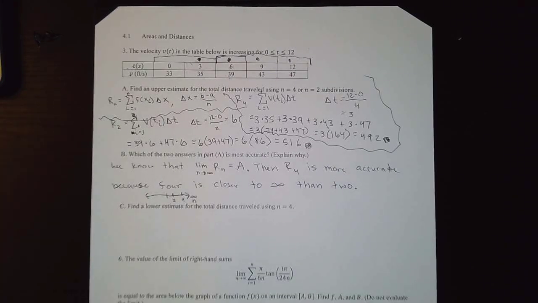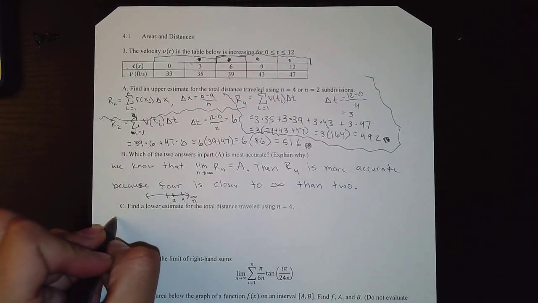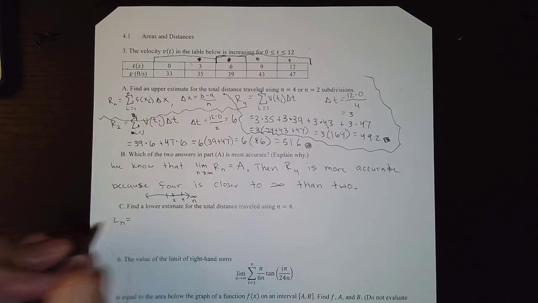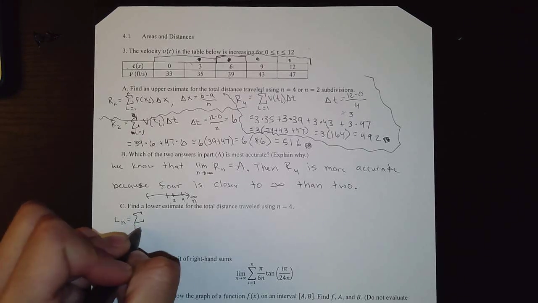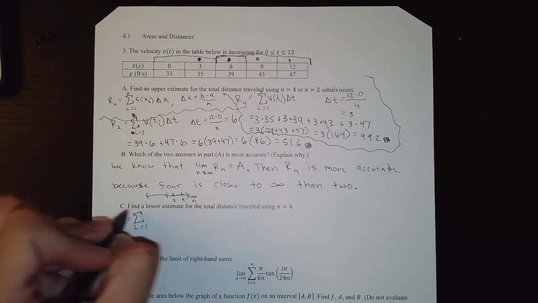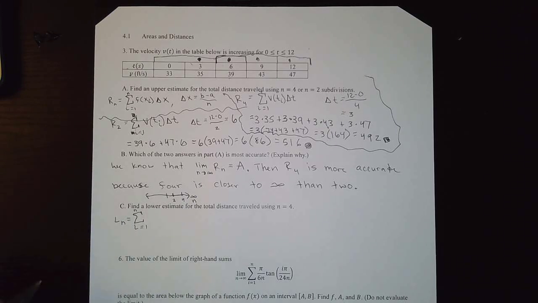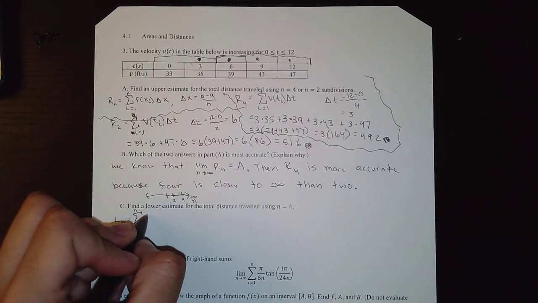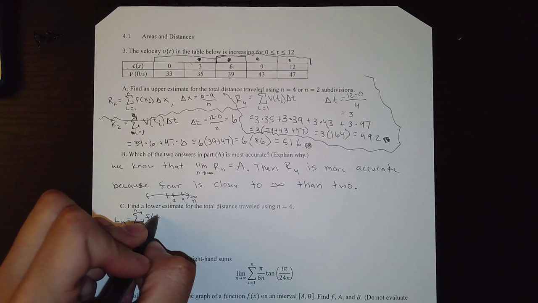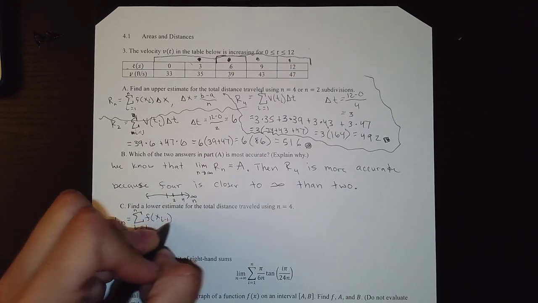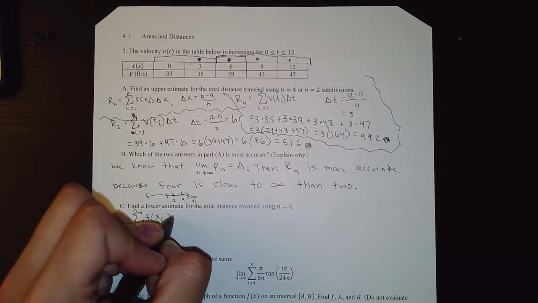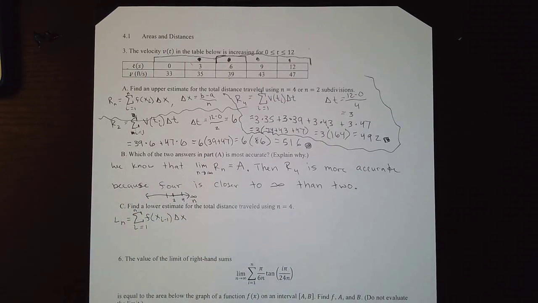For part C, it says find a lower estimate for the distance traveled using n equals 4. Well, the lower sum formula is just a little different. Not too bad. We still start from i equals 1 and we go to n, but the difference is instead of plugging in the original i point in the function, we plug in the previous i point. And I'll show you what this means.